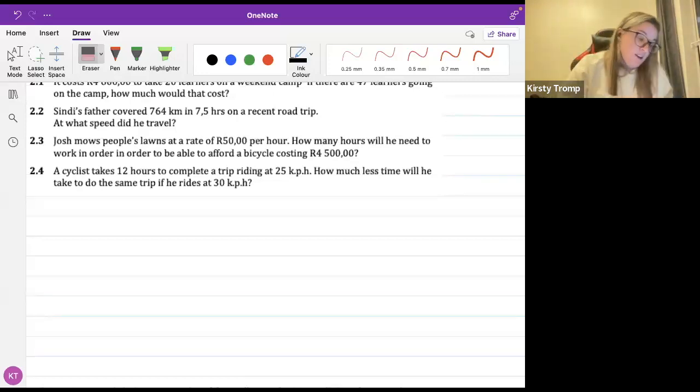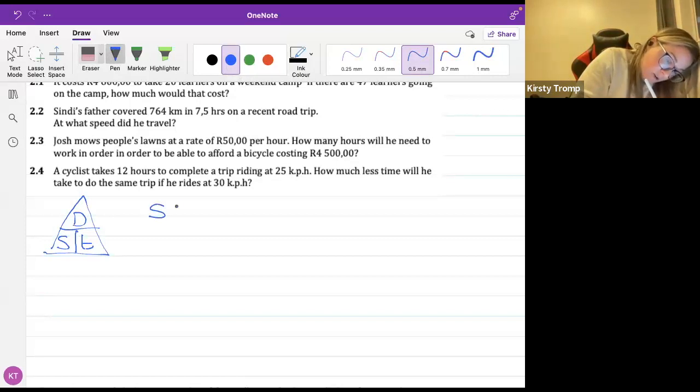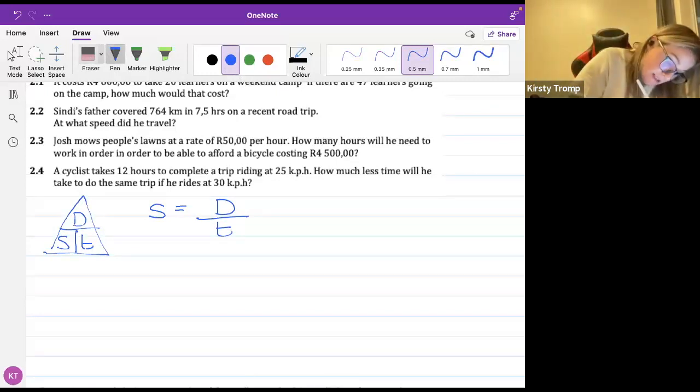Okay, almost had it. So to do that, we're going to put it in a triangle, like this, and we're going to say D, S, T. So to get the speed, just like loads of you are telling me, I'm going to say it's the distance over the time. Same thing as saying the distance divided by the time. So my speed is going to be equal to my distance, which was 764, divided by 7.5.